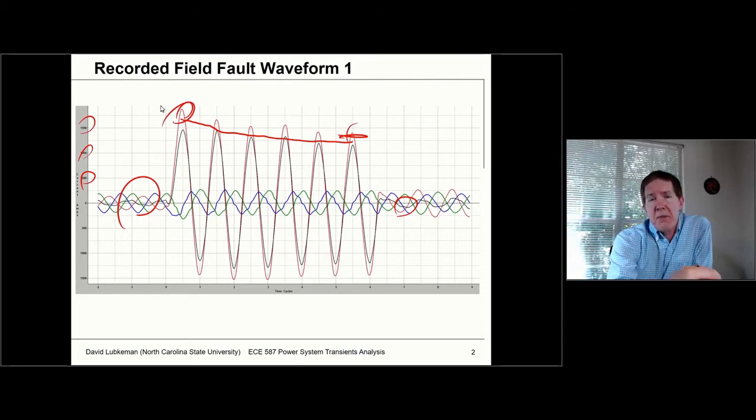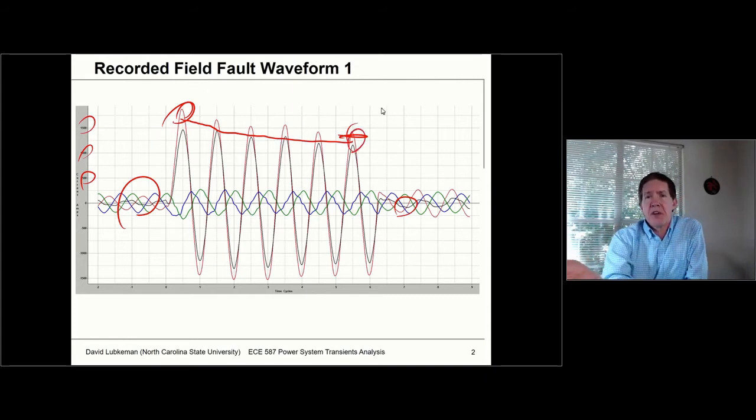All right, so we've got to make sure that our circuit breaker is going to be sized and rated in such a way that we can handle what is sometimes referred to as the asymmetrical current component, where the symmetrical would be what you would calculate using conventional phasor analysis.